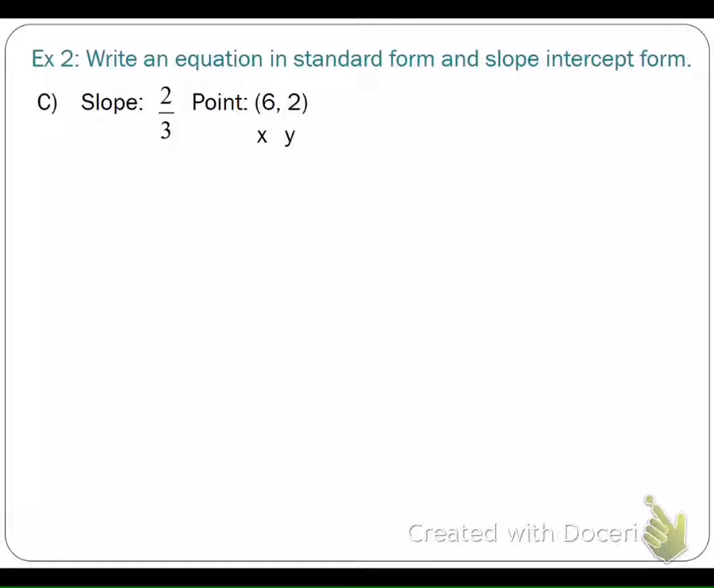Perfect. So start with y equals mx plus b. We're going to make y 2. We're going to make x 6. We're going to make m 2/3. We're going to find b.